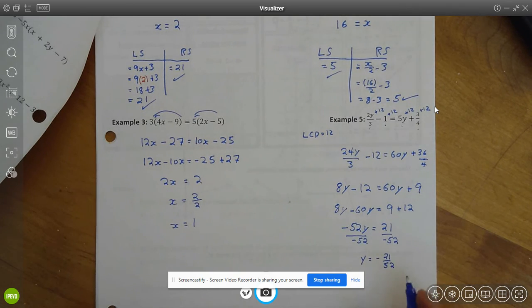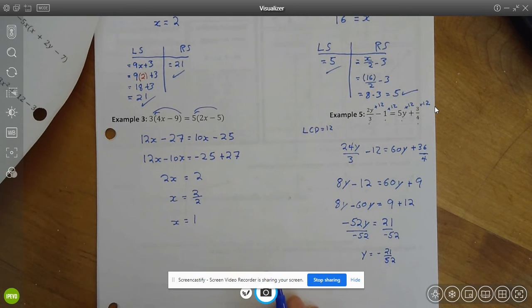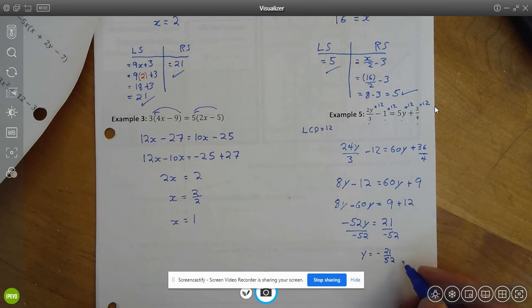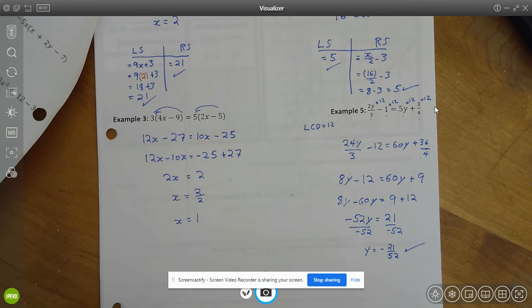And I could try to reduce this fraction, but in this case I can't, right? I can only divide 21 by 3 or by 7. And I can't divide my denominator by either of those numbers. So that would be my final answer, the fraction in lowest terms, which is what we like in this math course. So that's a lightning quick review of solving equations.